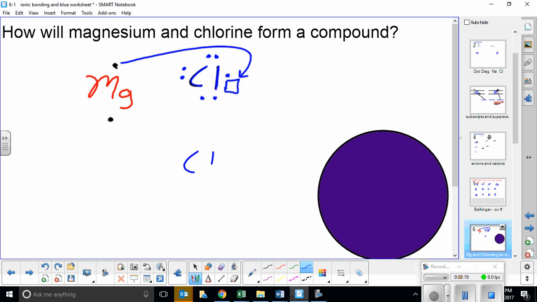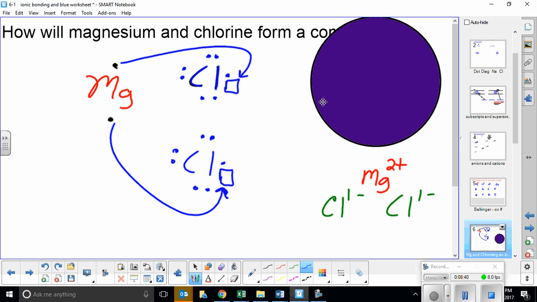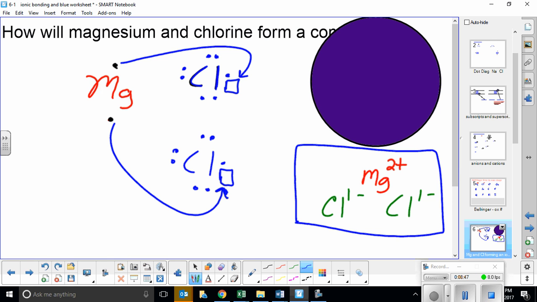So what we do is it's going to form a compound with 2 chlorines. If I put my second chlorine in here, and that chlorine also has 1 open spot, this electron can go in there. Now the magnesium has lost 2 electrons, and we just went over this: if it loses 2 electrons, it becomes charged 2 plus. Each of the chlorines gained 1 electron and became 1 minus charge.